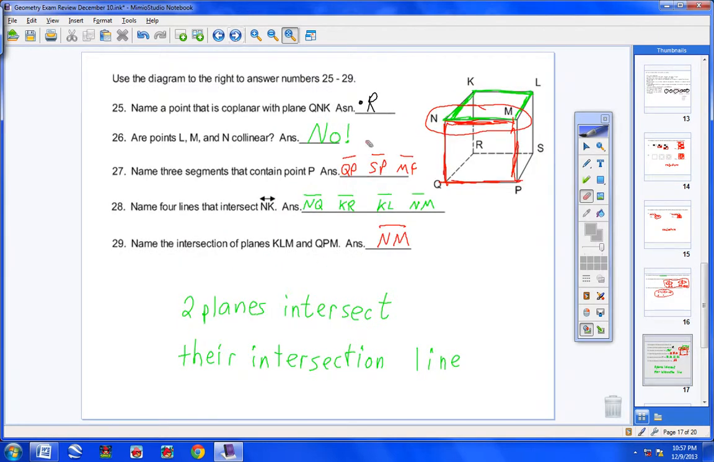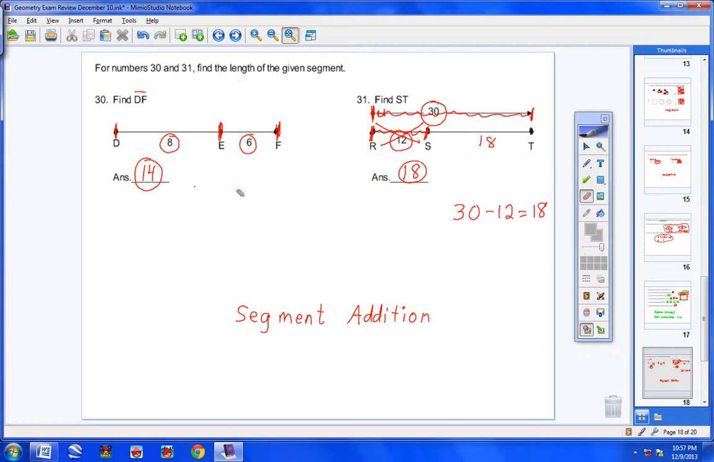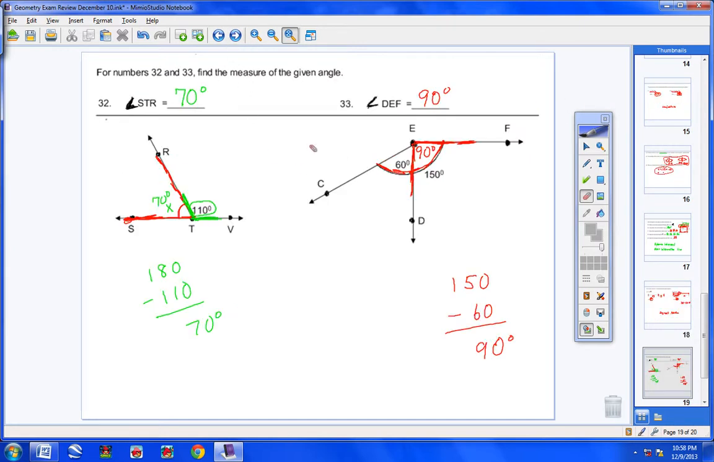I want you to know what points are, lines are, planes are, collinear points, coplanar points, intersection points, all of this stuff, okay? Be able to look at a diagram like this and answer questions about it. You need to know how to do segment addition, segment subtraction, where you add two segments together, or you take a big segment and subtract out a smaller segment. Same thing with your angles, angle addition, angle subtraction, be able to do all of that, okay?